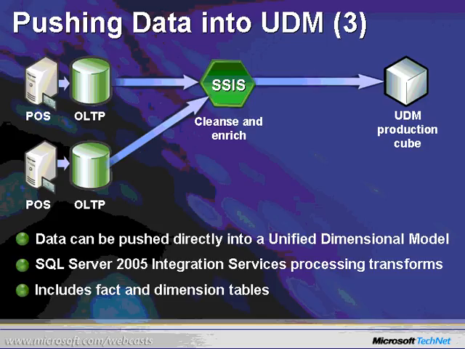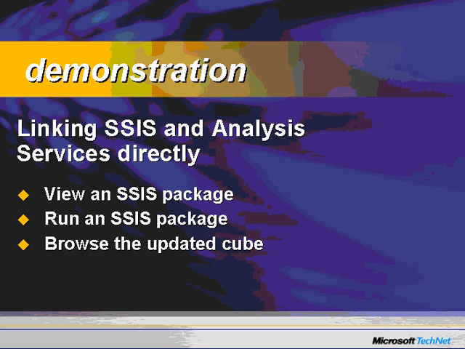The great thing about this is that when you're doing this push, and when you're actually pushing the data inside the Unified Dimension Model, the UDM model, it includes the fact and dimension table. So it makes it very easy to work with some of that plumbing underneath to help set some of that mapping up. And that's some of the things that we're going to take a look at right now, as a matter of fact. So the first thing we're going to do is just talk generally about how to view the SSIS package, how to run it, how to work with the actual update cube, and just some of the general basics of working with this environment.